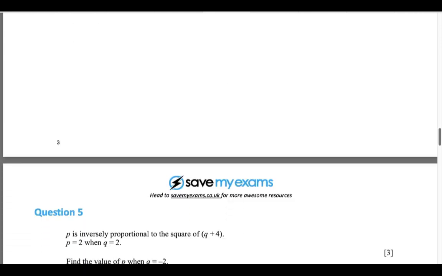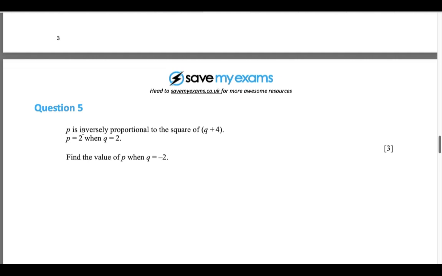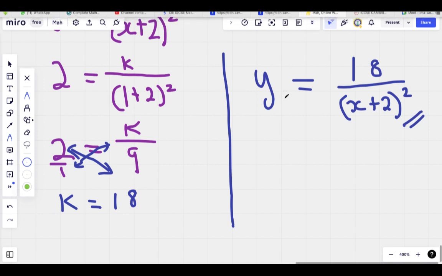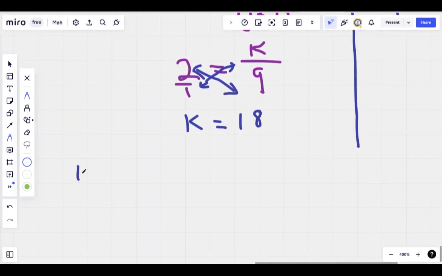Okay, so we take another question as quickly as possible. Look at another inverse variation. P is inversely proportional to the square of q plus 4. So we write that function. This is our question number 10. P is inversely proportional, so whenever we do inverse, we always do 1 all over x plus 4. P is inversely proportional to the square of x plus 4.